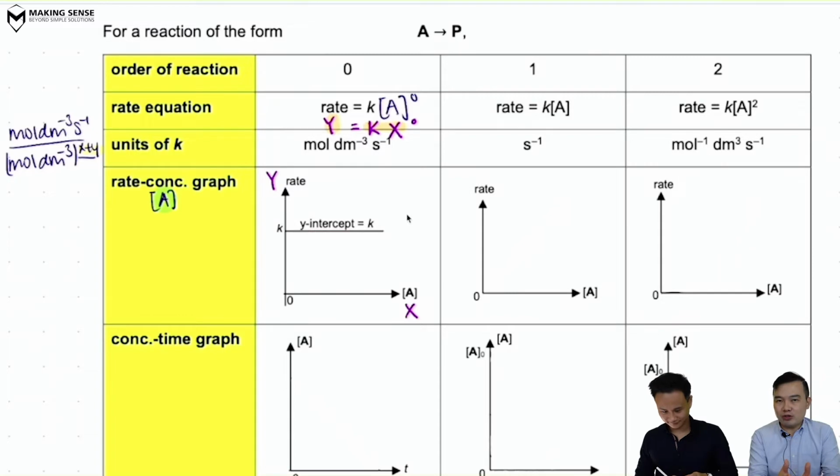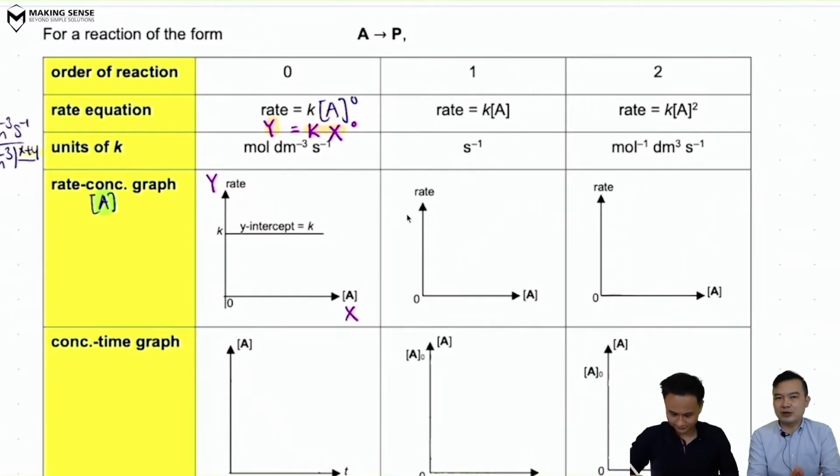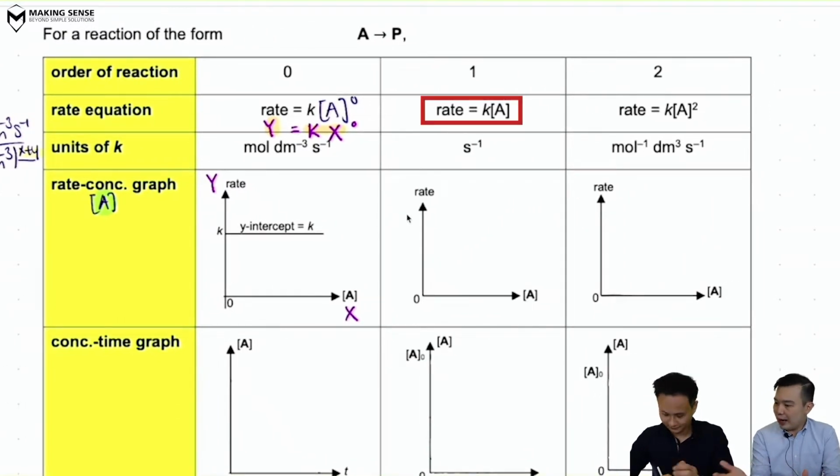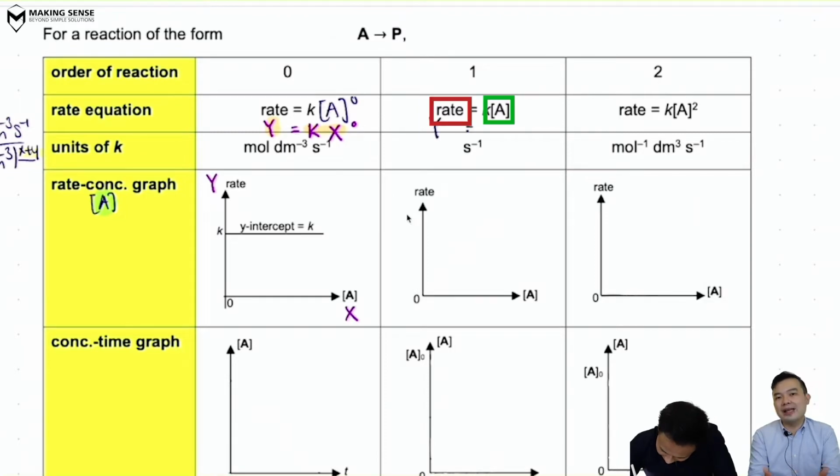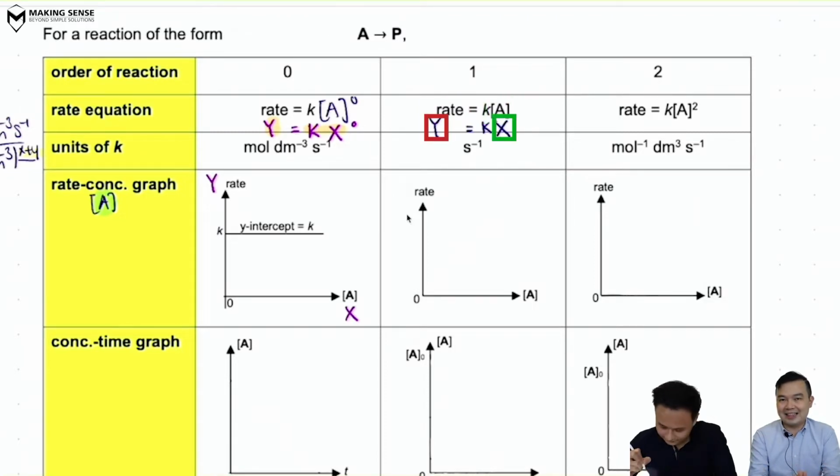Now, use the same approach. Let's take a look at what happens if you're having overall first order. If you write rate equals y, [A] equals x, you're going to end up with y equals kx. And what kind of graph is this now? Bear in mind that you have to be descriptive in your words.